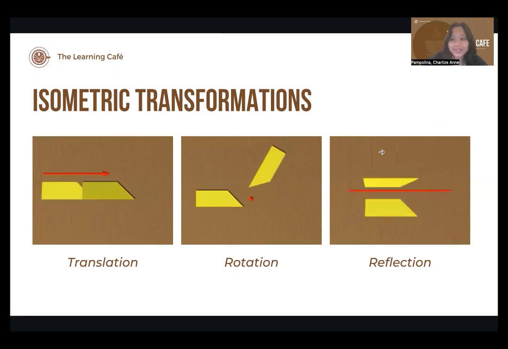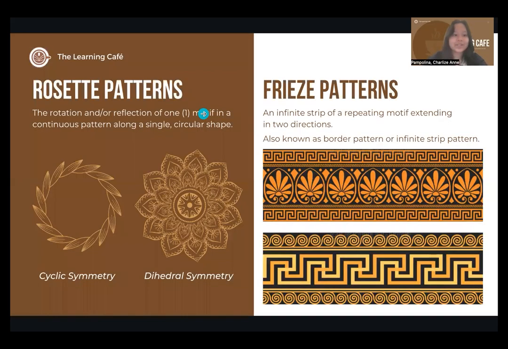Now let's move on to our next ingredient, which is all about patterns. Of course, there are a lot of different patterns. However, for the sake of this drink, we'll only be covering the rosette and the frieze patterns. Starting with the rosette patterns, from its name itself, they kind of resemble rose petals, don't they? To be specific, a rosette pattern involves the rotation and/or reflection of one motif or element, which will then be repeated in a continuous pattern along a singular, usually circular shape. Under this type of pattern, we have two types: those that have cyclic symmetry and those that have dihedral symmetry.